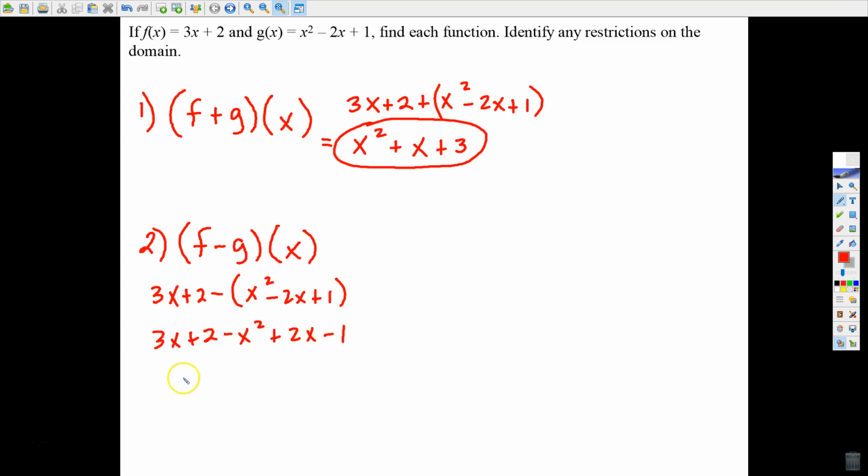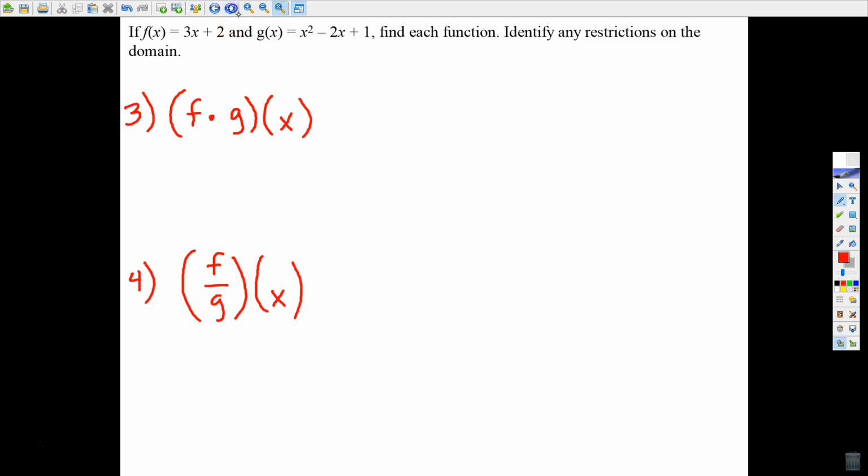And then once again we'll combine like terms and we end up with negative x squared, and then 3 plus 2 is 5x, and then 2 minus 1 is plus 1. So f minus g of x is equal to this trinomial. Okay, so be careful with subtraction. A lot of people miss subtraction, and if you put this second function in parentheses and distribute negative 1, I think it's a good idea. Helps you to avoid those common mistakes that usually arise with the subtraction problems.